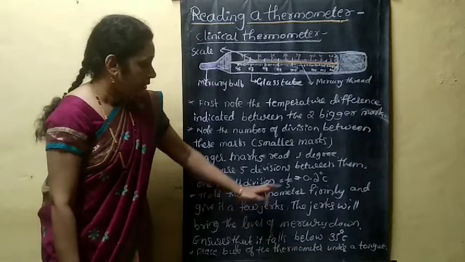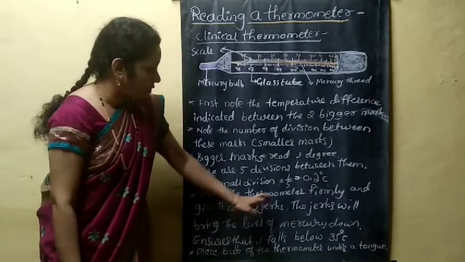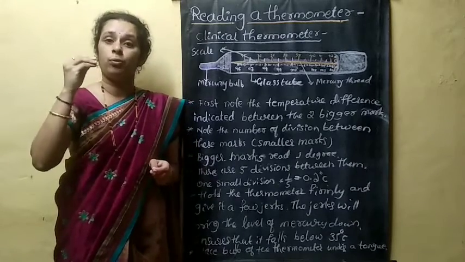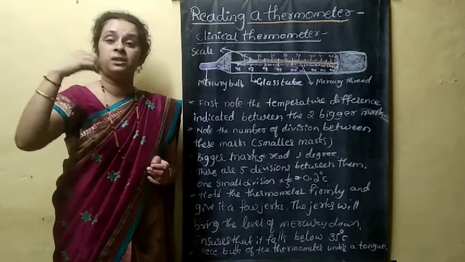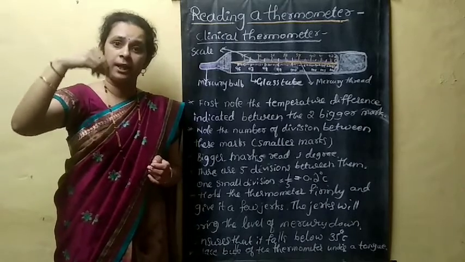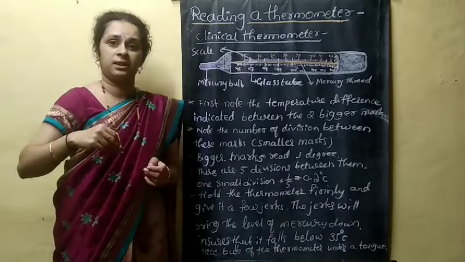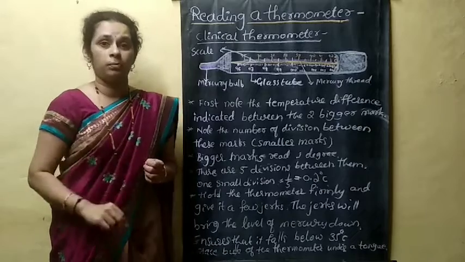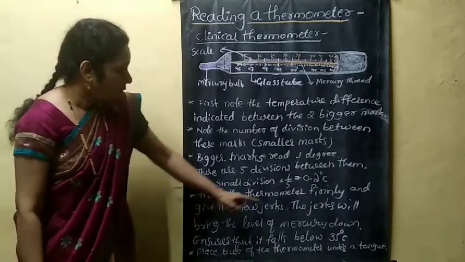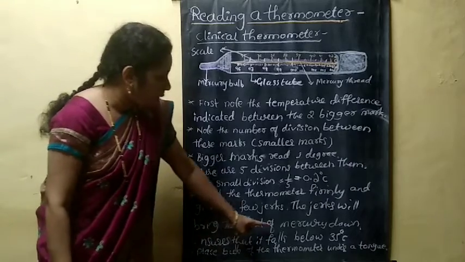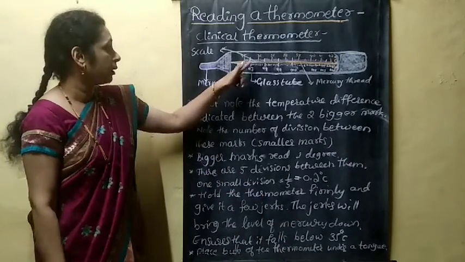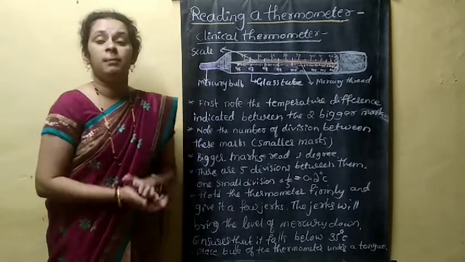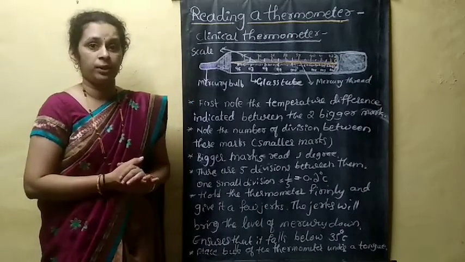Hold the thermometer firmly and give it a few jerks. That means you have to hold the thermometer tightly and properly, and give firm jerks. Jerks means you hold it properly and do like this. The jerks will bring the level of mercury down. Mercury should come down, and up to that you have to give jerks. Then only you take the measurement of the human body temperature.